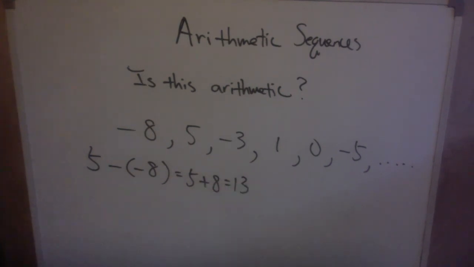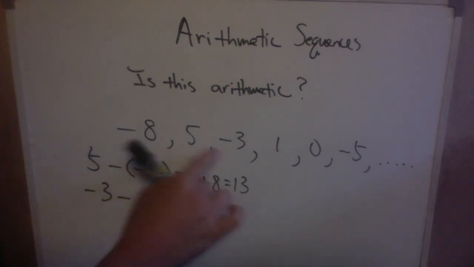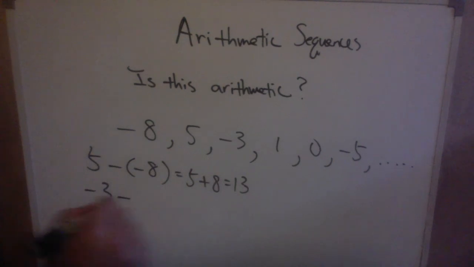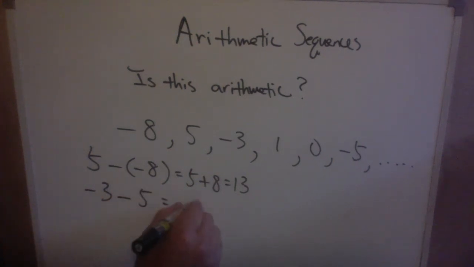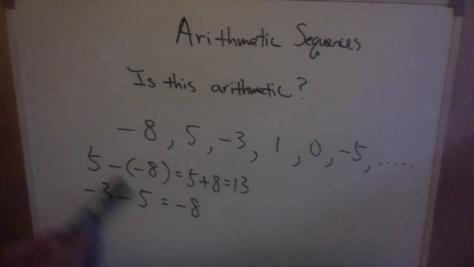I'm going to take the next term, which is -3, and its preceding term is 5. So -3 minus 5, that's -8. Now I can stop right here, because the previous difference was 13, whereas this difference is -8. So we don't have the same difference between neighboring terms.